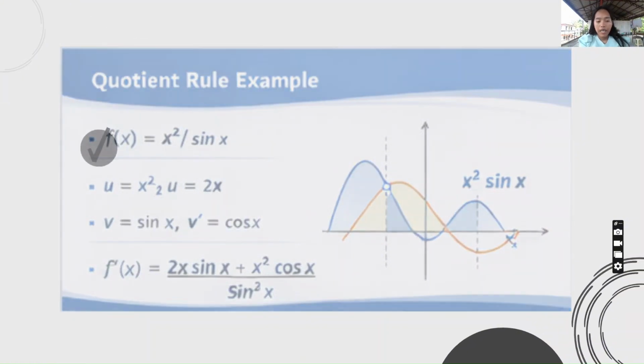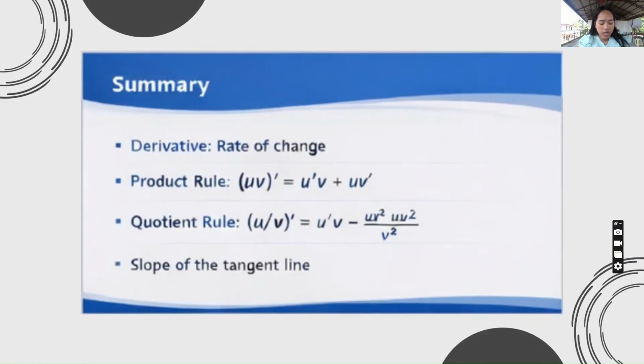So, to summarize our discussion, the derivative measures the rate of change of functions and the slope of the tangent line. The product rule allows us to differentiate functions that are multiplied together, and the quotient rule allows us to differentiate functions that are divided. Understanding these rules is crucial for solving real-world problems, whether in physics, engineering, or economics, where rates of change often involve products and quotients of functions.